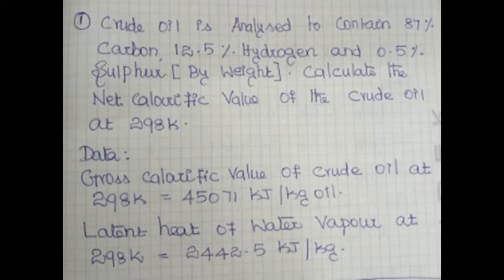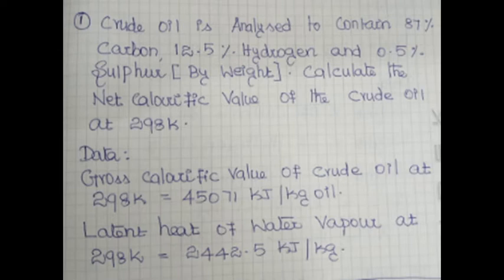Data: gross calorific value of crude oil at 298 Kelvin is equal to 45071 kilojoule per kg oil. Latent heat of water vapor at 298 Kelvin is equal to 2442.5 kilojoule per kg.